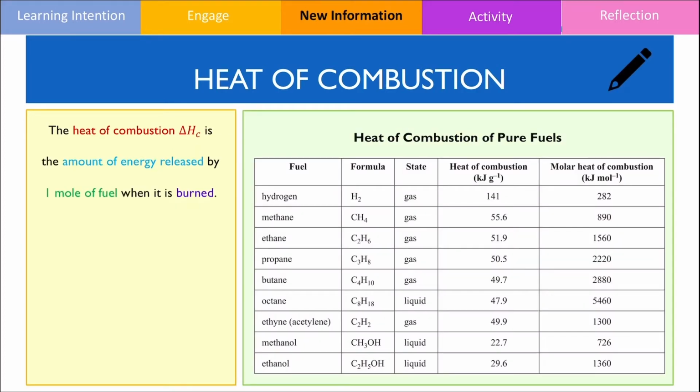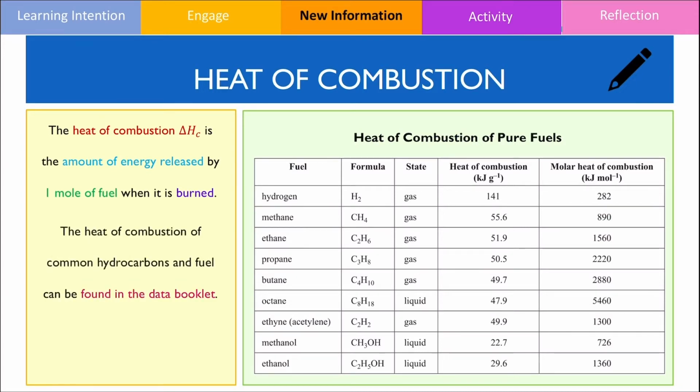The heat of combustion, often referred to as the molar heat of combustion, is defined as the amount of heat released by 1 mole of fuel when completely burnt in oxygen, with the products being carbon dioxide gas and liquid water. The table on the right hand side shows the heat of combustion of common hydrocarbons, which can be found in the VCAA data booklet. Although we know that enthalpy change for a combustion reaction takes on a negative value, the heat of combustion values are listed as a positive value in the data booklet.